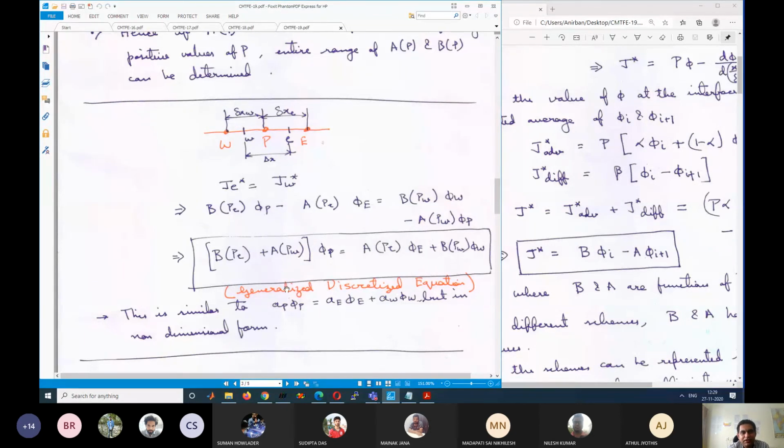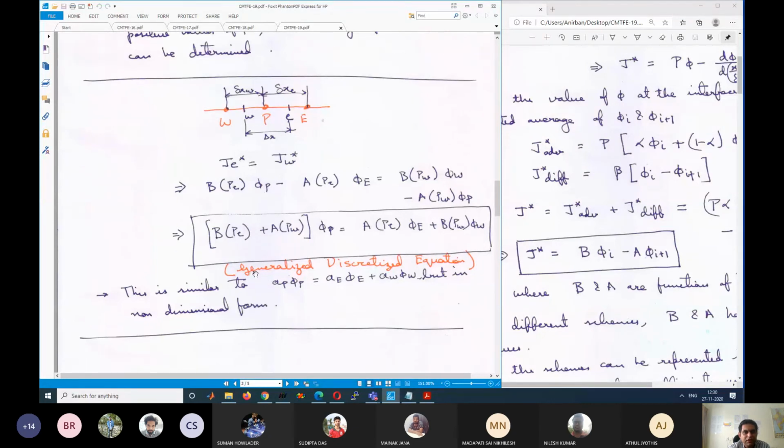This is our discretized scheme for the generalized equation. This is known as the generalized discretized scheme, and it is similar to A_P phi P equal to A_E phi E plus A_W phi W. The coefficient of phi E is A, the coefficient of phi W is B, calculated in terms of the Peclet number at the west interface, and the coefficient of phi P is B calculated in terms of the east interface, plus A calculated in terms of the west interface.